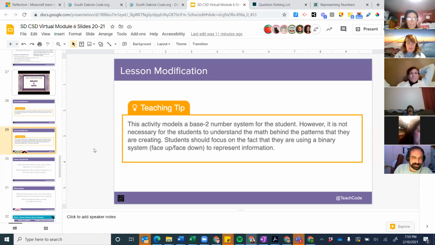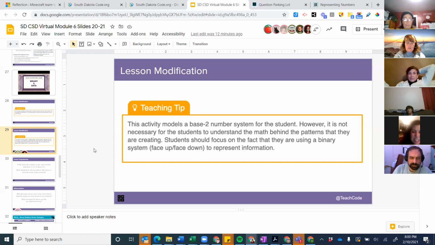This activity models a base 2 number system for the student. However, it's not necessary for the students to understand the math behind the patterns that they're creating. Students should focus on the fact that they're using a binary system, which would be the face up, face down cards that we used to represent information. Mind blown, okay? The fact that it's not about the math, to me, that's the biggest light bulb of this lesson. When I first was diving in, the objectives blew me away. To me, it's all about the math, and I get intimidated by math. And when Risa was teaching it, I could see a lot of other people feeling super intimidated because of the math. So remember that this activity is simply about the patterns. You want to focus on the patterns.